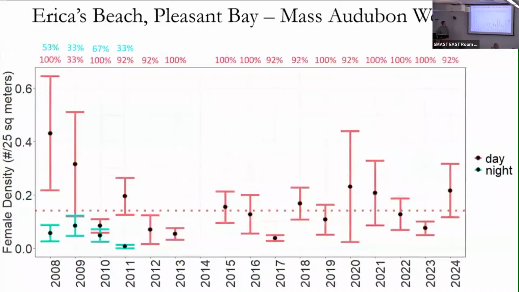Areys Beach in Pleasant Bay, not quite as optimistic as this one. The 2024 data point was above the time series median. The 2 highest data points were the first 2 of the time series.